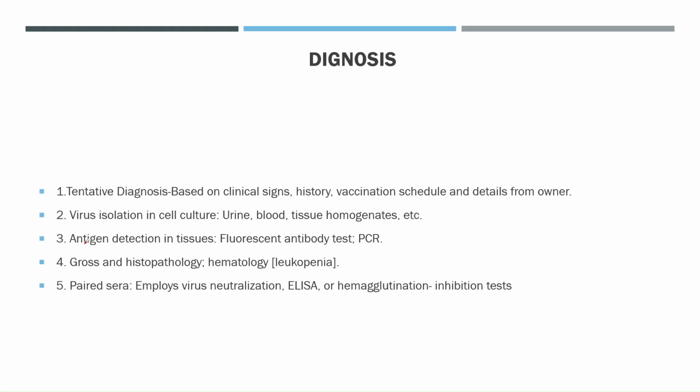Okay. Now diagnosis, tentative diagnosis based on clinical sign, history, vaccination schedule, and other, which generally we use in clinics. Virus isolation in cell culture from urine, blood, tissue. Antigen detection, FAT and PCR. Gross and histopathology, you can go for hematology and paired sera like virus neutralization test, ELISA, and HI.